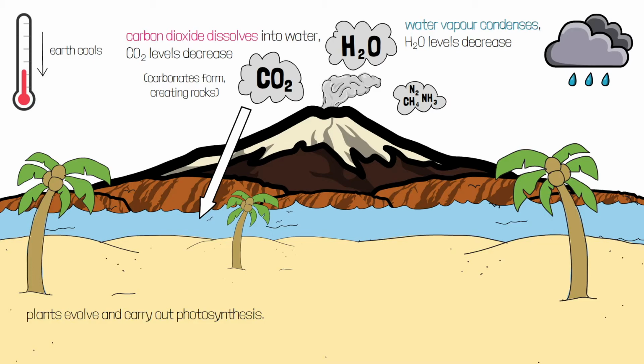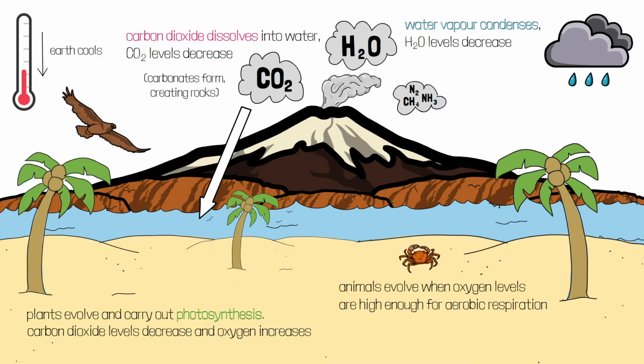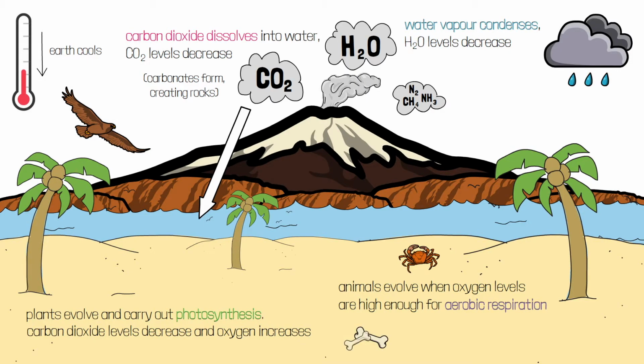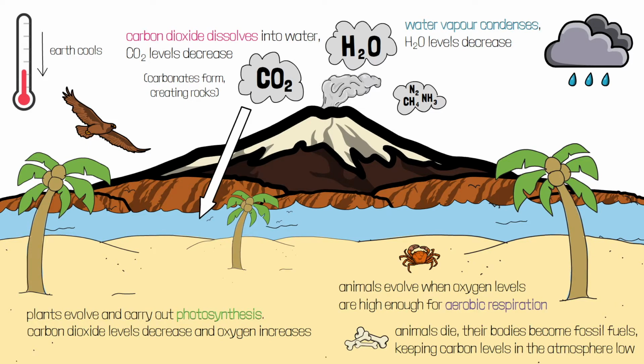Eventually, algae and plants evolved and started to carry out photosynthesis. This reduced carbon dioxide levels in the atmosphere and increased oxygen levels. Animals were now able to evolve as there was enough oxygen available for them to carry out aerobic respiration. When animals died, their bodies sometimes became trapped underground and formed fossil fuels. This locked up carbon and kept it out of the atmosphere.